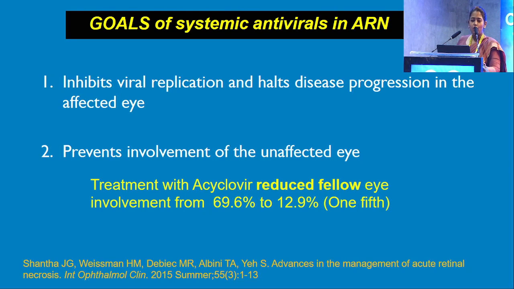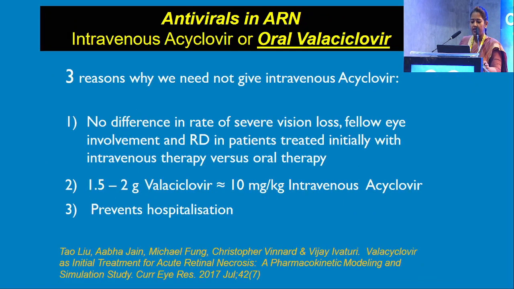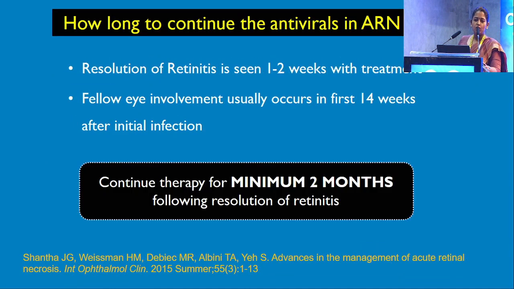So the acyclovir is the main treatment for ARN, but acyclovir is not done only for treating the primary involved eye, it is also to prevent the involvement of the contralateral eye, because the patients who were not treated with acyclovir, there are 5 times more chances of involvement of the other eye. Now, valacyclovir is the primary modality and not the IV acyclovir, as we know.